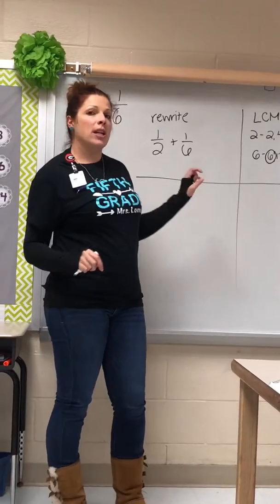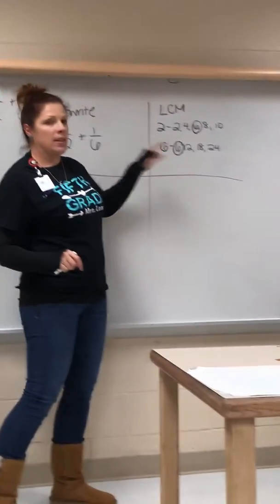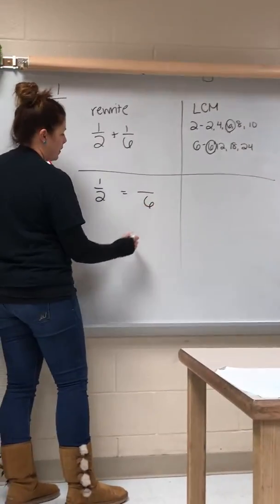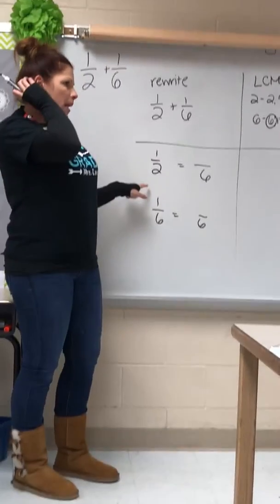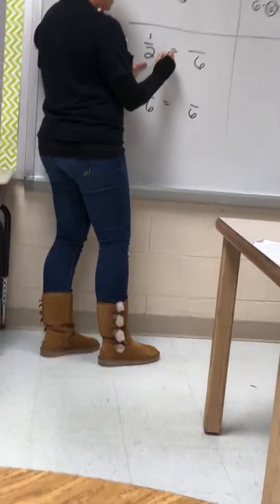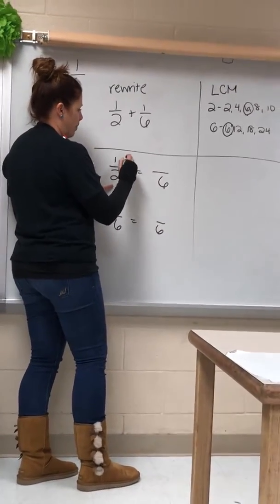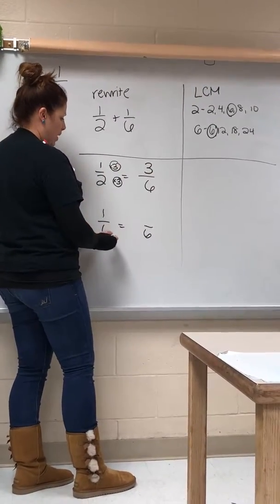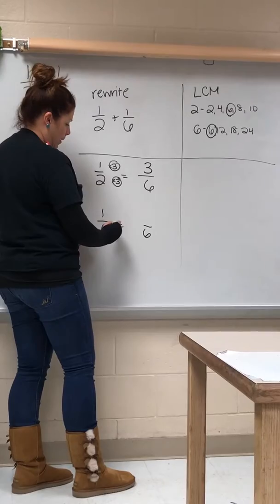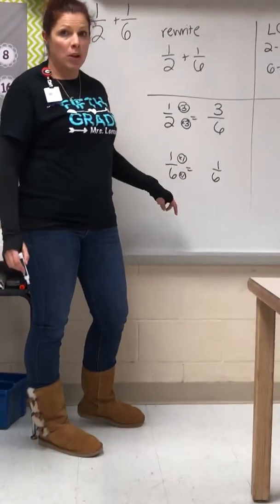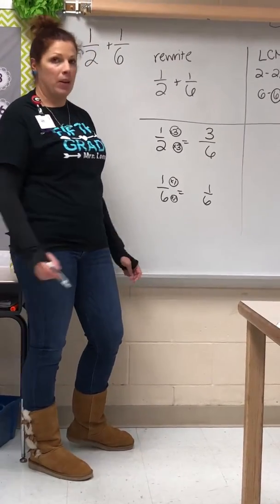So now I need to change these fractions into fractions with a denominator of 6. I need 1/2 to have a denominator of 6, and I need 1/6 to have a denominator of 6. I'm going to ask myself what times 2 gives me 6, and that answer is 3. So I'm going to multiply the top and the bottom by 3. 2 times 3 is 6. 1 times 3 is 3. What times 6 gives me 6? 1. So I'm going to multiply the top and the bottom by 1. 1/6. Or you can just leave it the same if it already has a denominator of 6.